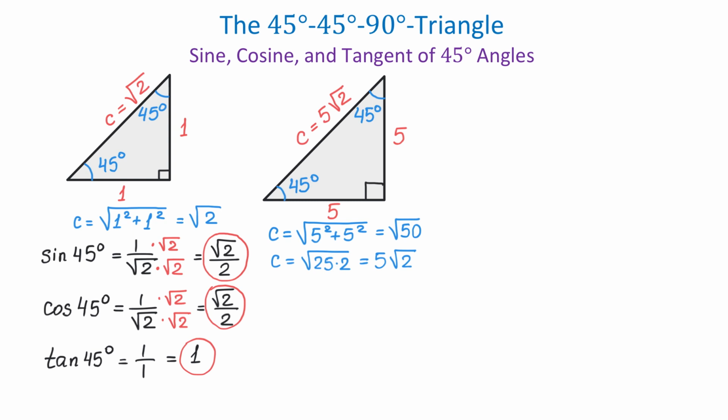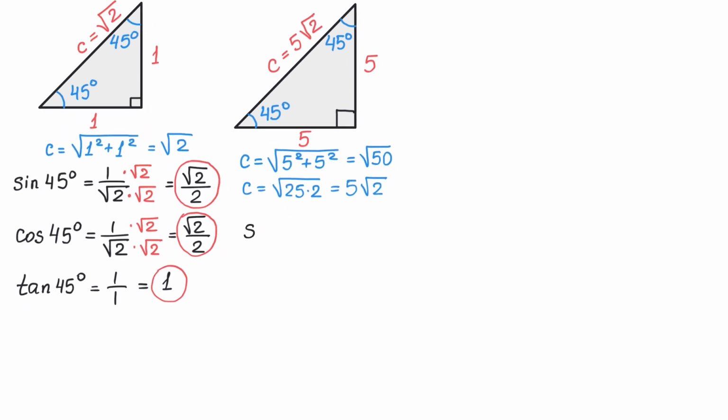Now let's find sine, cosine, and tangent of 45 degrees using this triangle. Sine of 45 degrees equals opposite side divided by hypotenuse, and in this triangle the opposite side is 5 and the hypotenuse is 5 square root of 2. Then 5 and 5 will cancel. Then from here we will multiply the numerator and the denominator by square root of 2. Then the result will be square root of 2 over 2.